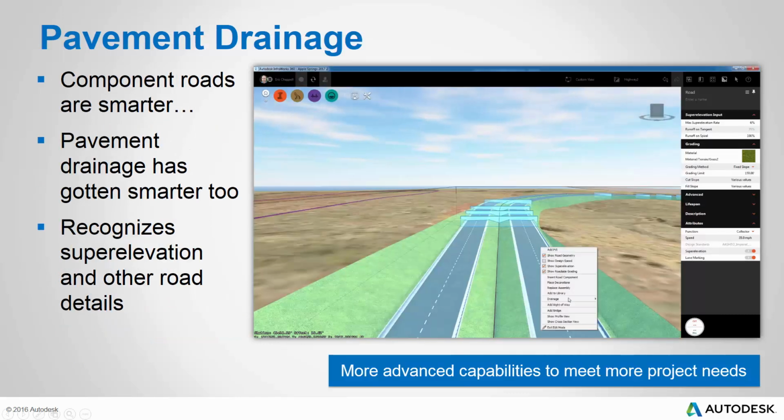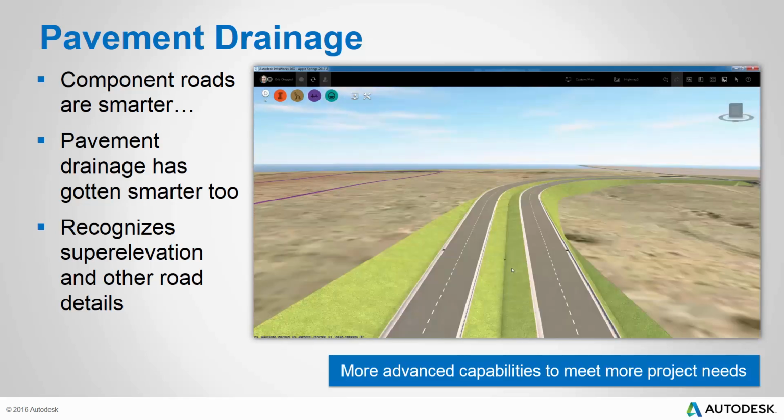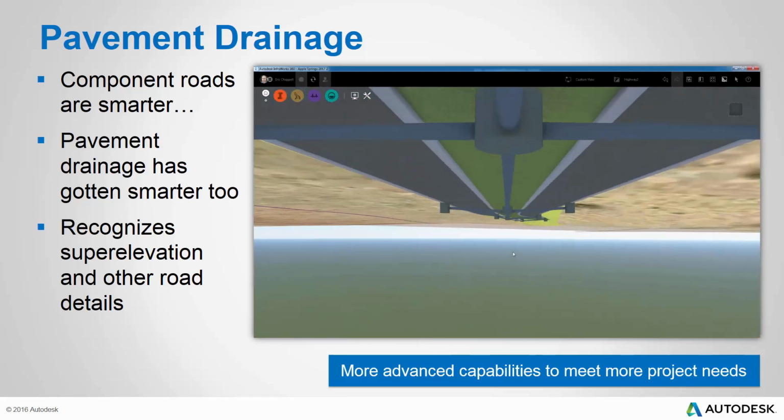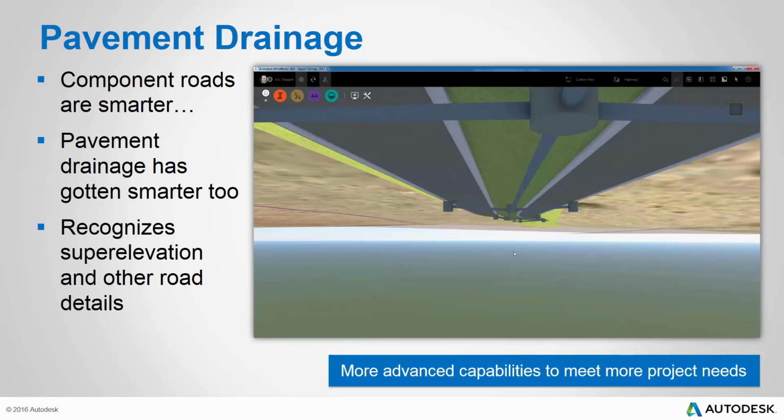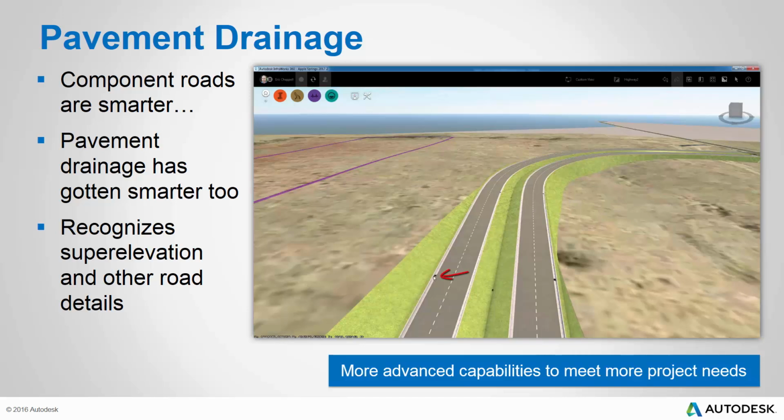InfraWorks 360 has the ability to automatically create a pavement drainage network for your road design. And in this new release, not only is it able to do this, it's able to understand the complex geometry offered by component roads. As we take a closer look at the pavement drainage system that's been automatically laid out, we see that it's smart enough to recognize that the inlets need to switch from the outside to the inside because we're entering a super elevated curve, and now the inner curb is the downstream side of the road.